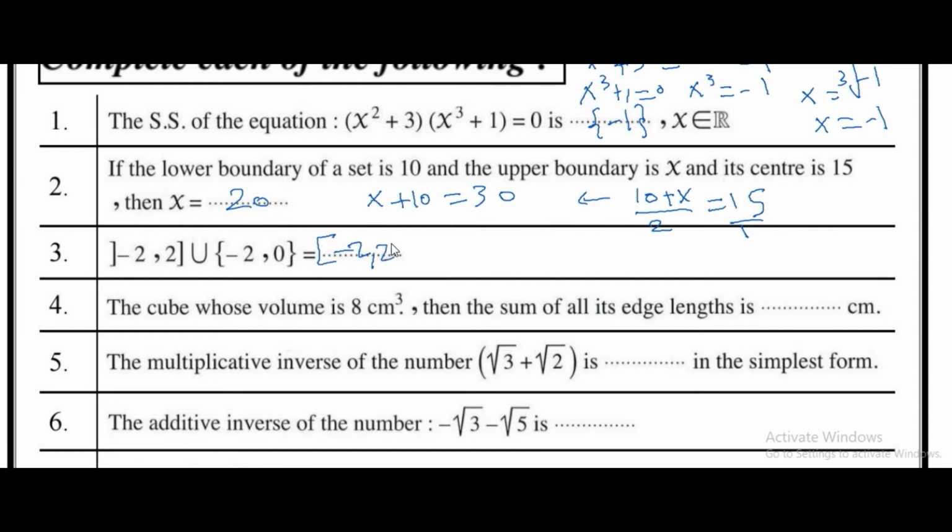The cube whose volume 8 cubic centimeter, it means L power 3 equals 8. Take the cubic root. L equal cubic root of 8 is 2. Sum of all edges. الكيوب فيه 12 edges، يبقى 12 times 2 لأنهم كلهم equal. هتبقى الانسر 24. 12 times 2 24 سنتيمتر.